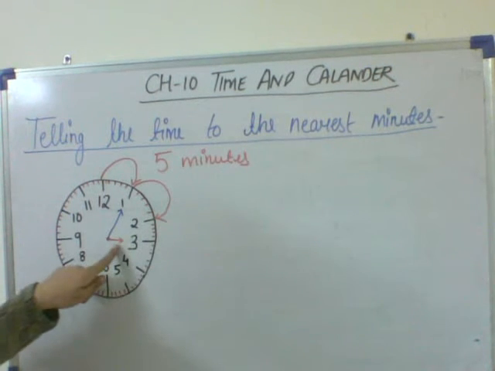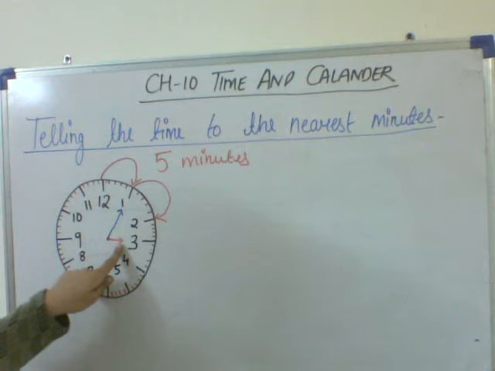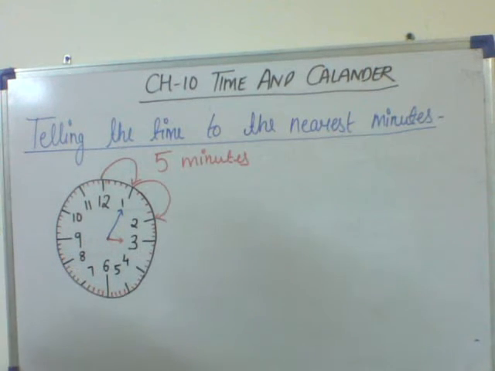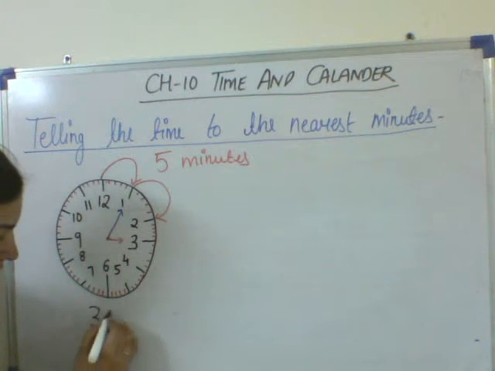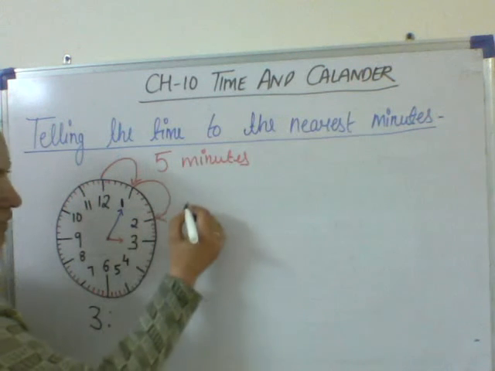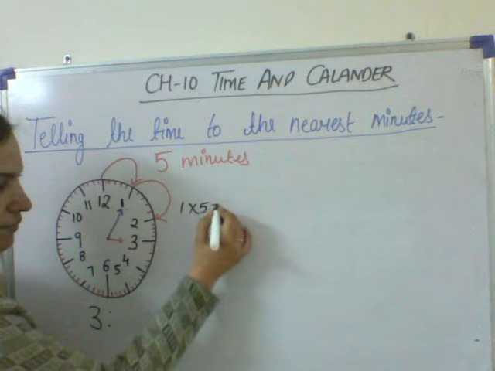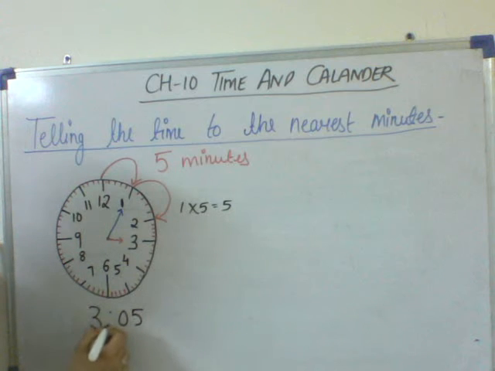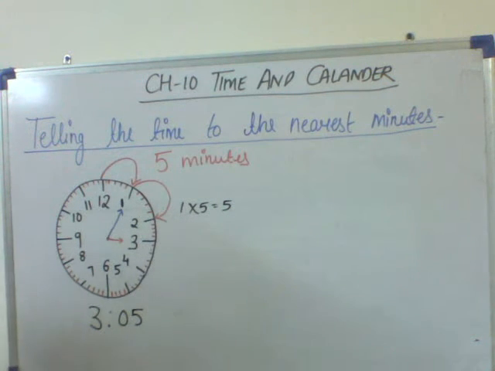Now what's the time here? See, the hour hand is at 3, and the minute hand is at 1. So what will be the time in this watch? The hour hand is at 3, so I will write 3. The minute hand is at 1, so 1 five is 5. So it is 3:05. The time here is 3 hours 5 minutes.